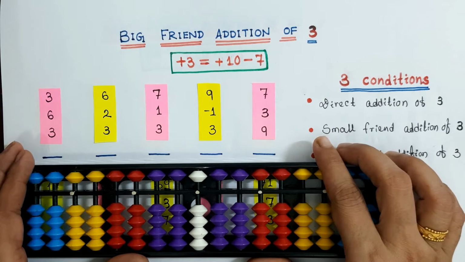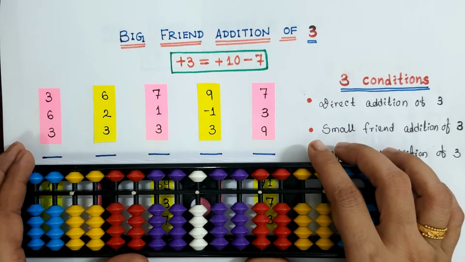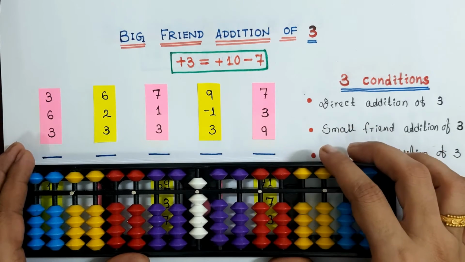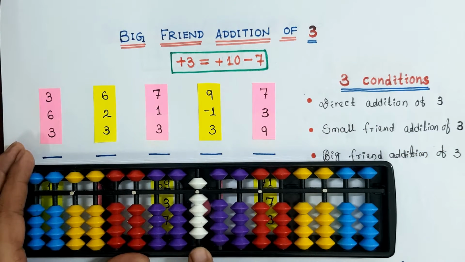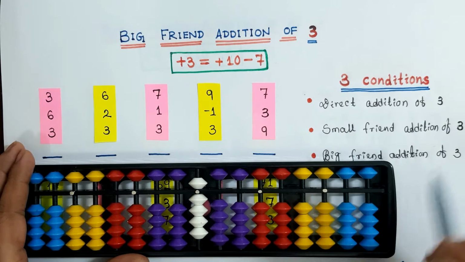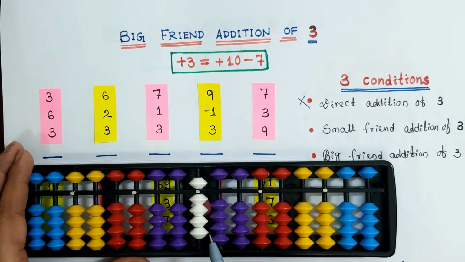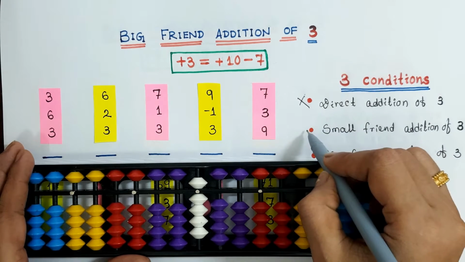The first question here we have is 3 plus 6 plus 3. See carefully, here we do not have 3 more bits to add at the one slot. So, direct addition of 3 is not possible. Now, let us check for the small friend addition of 3, which is also not possible.